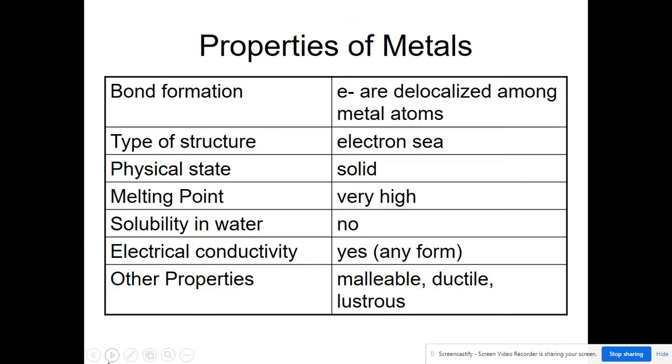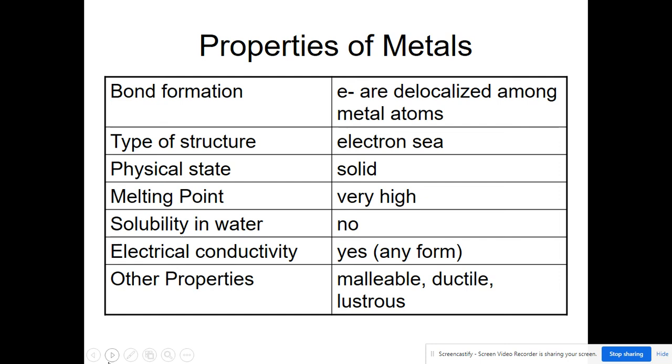So these are some properties of metals. A lot of these are common sense. When we think about metals, they're naturally going to be solid, with the exception of something like mercury. They have very high melting points. They're not soluble in water. They conduct electricity in any form. That means in a solid, liquid, or gas. Remember, ionic compounds could not conduct electricity as a solid, but could as a liquid.